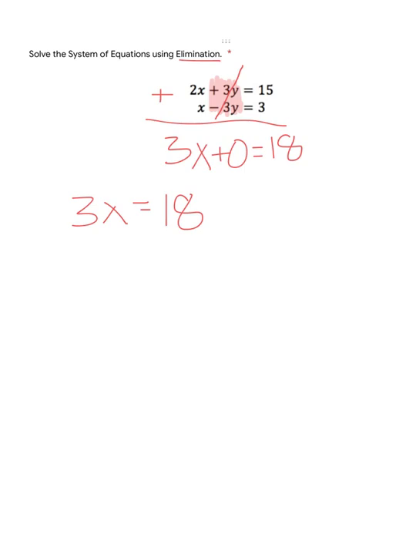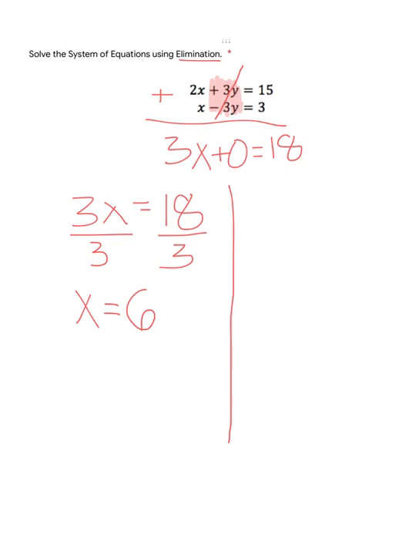Now our last step is going to be to solve for x. We're going to divide each side by 3. 3x divided by 3 would be x. 18 divided by 3 would be 6. So we end up with x equals 6. Now in order to find a solution, we also need our y variable. We need this ordered pair.